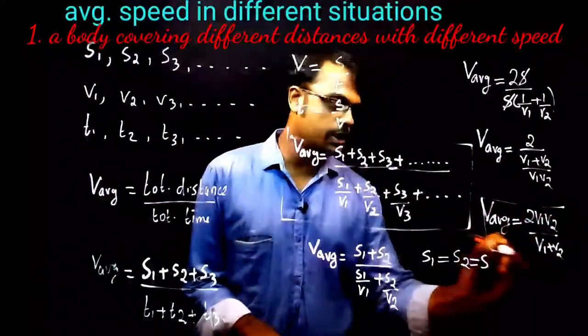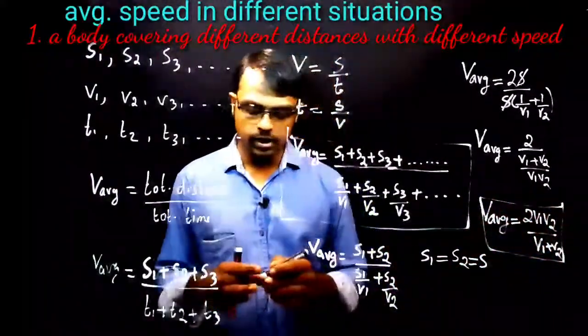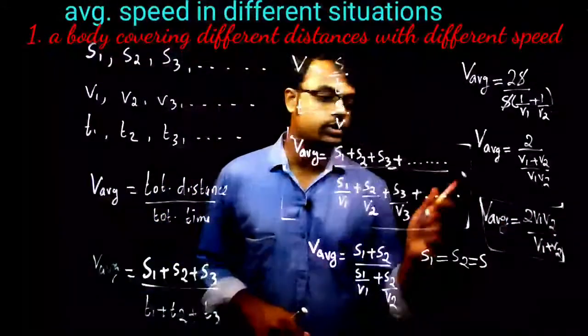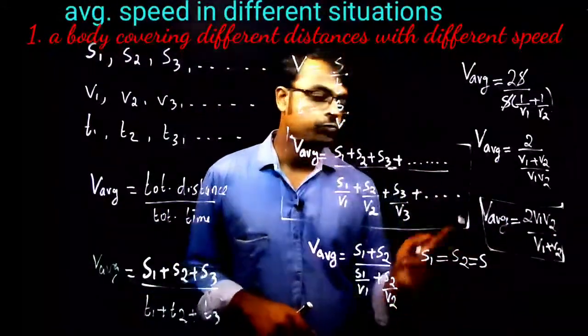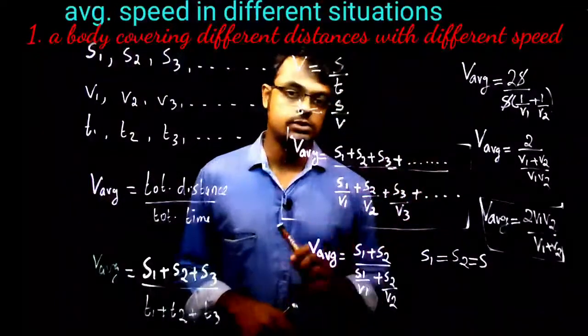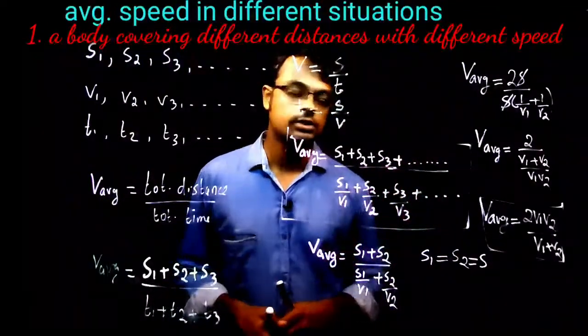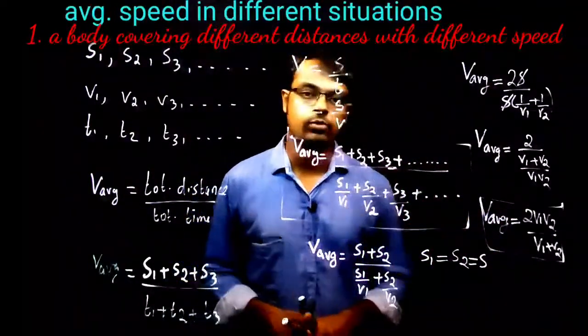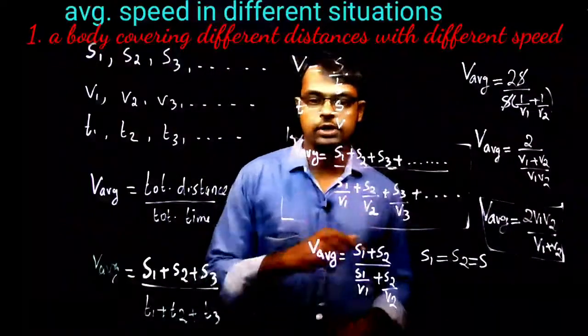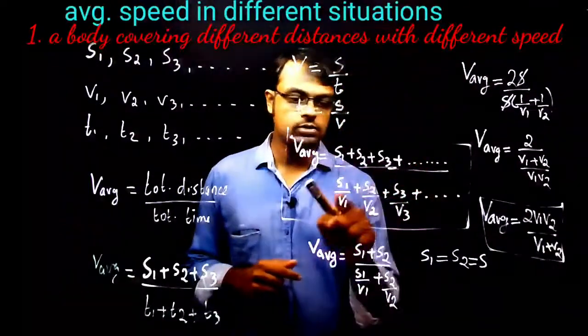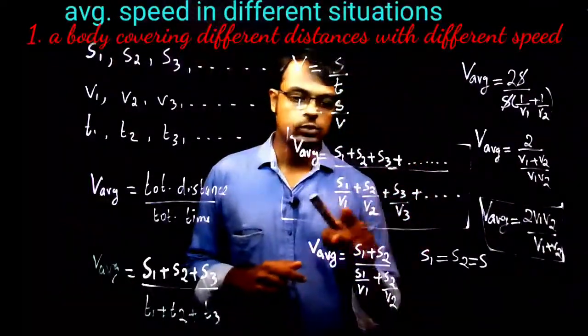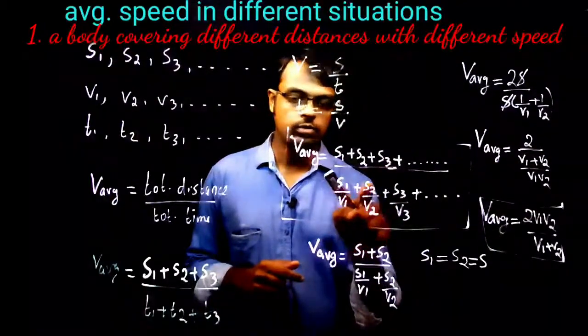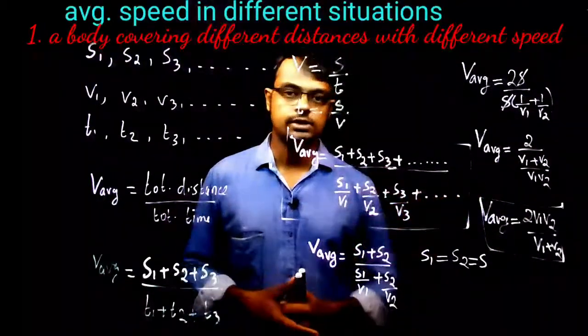So this is a special case, when a car or a body is moving with different speeds over the same or equal distances it covers. So this is the average speed formula. This is a basic formula: average speed is equal to total distance divided by total time. Total time means S1 by V1 plus S2 by V2 plus etc.